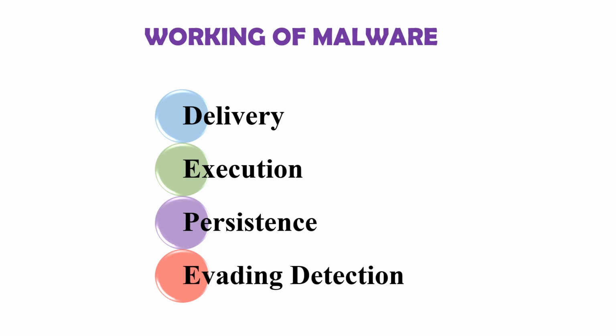Third is persistence. So malware will stay on the system until it's been detected and removed. And last is evading detection. Some malicious software will try to block or hide from any antivirus software. So this is how the malware works.